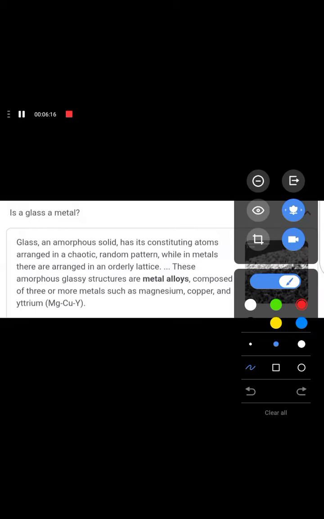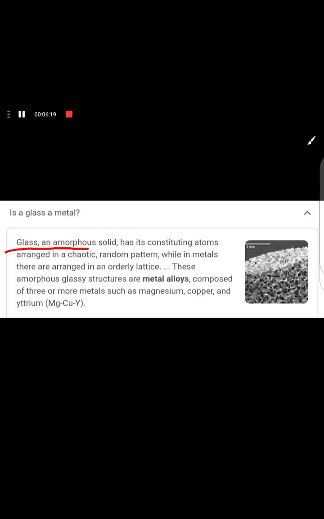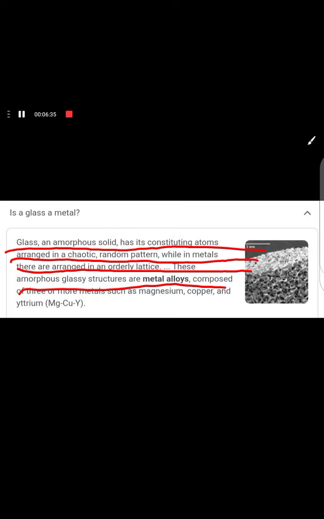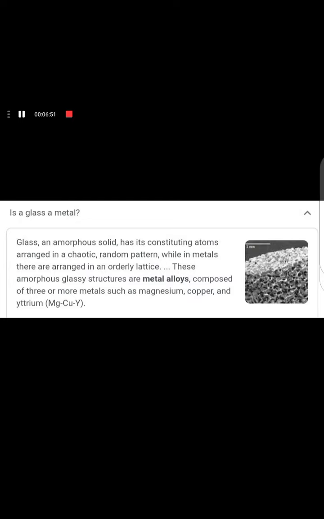Let me see if glass is a metal or non-metal. Glass is an amorphous solid, consisting of many atoms arranged in a random pattern, whereas in metals they are arranged in an orderly way. The glassy structures of metal alloys are composed of three or more metals such as magnesium, copper and lithium. So glasses can be the structure of a metal alloy.